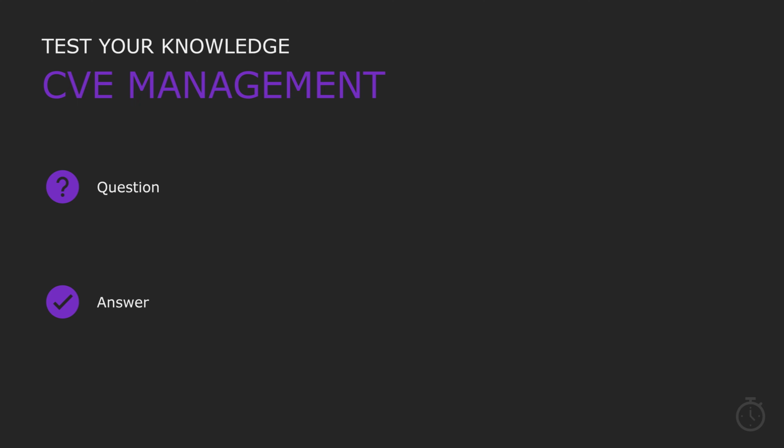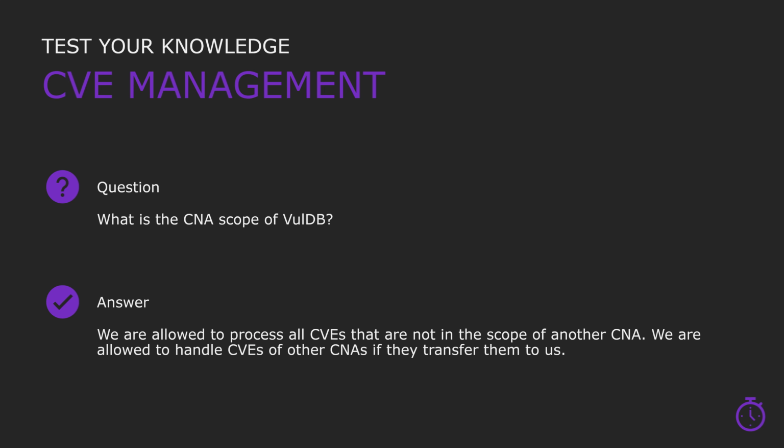Every CNA has a scope which defines their boundaries and allows them to act within these. Well, what is the scope of VulDB? Most CNAs are vendor CNAs which are responsible for their own products. VulDB is a researcher CNA and allowed to handle all vulnerabilities and CVEs that are not part of another CNA. Vendor CNAs always have priority over researcher CNAs. If we become aware of a vulnerability, we have to determine the vendor and identify their CNA status. If the issue is within their scope, we have to hand over CVE processing to them.